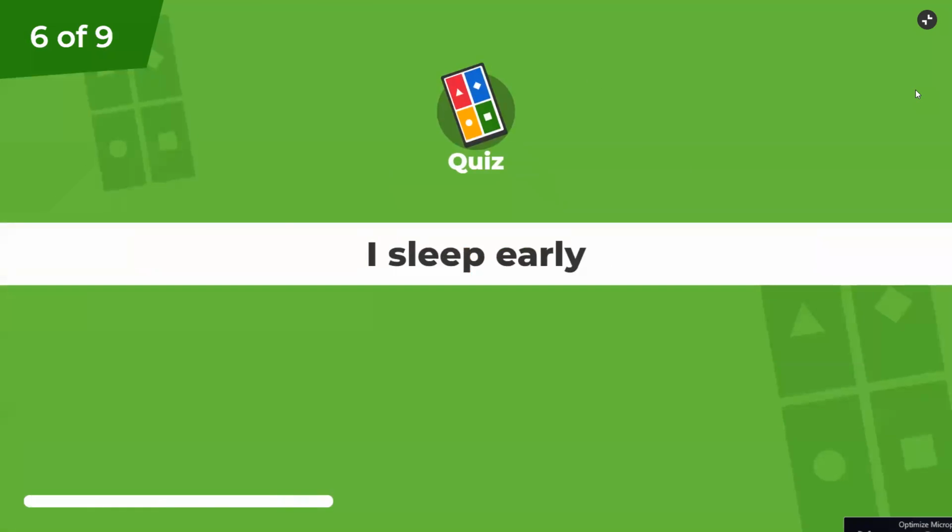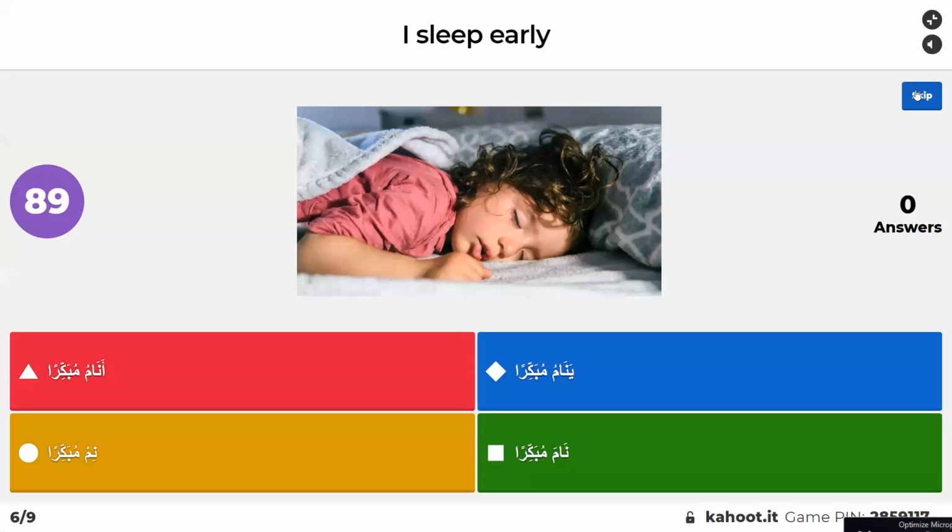So let's see what happens next. Question 6. I sleep early. Blue: yanamu mubakkiran. Red: anamu mubakkiran. Green: nama mubakkiran. Orange: nim mubakkiran. I sleep early.